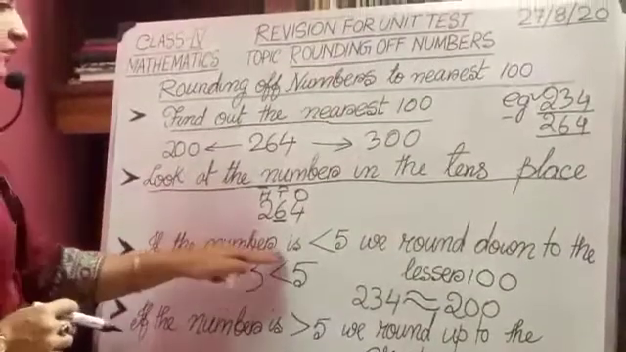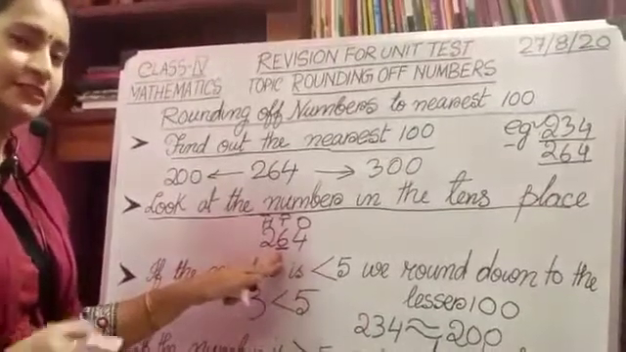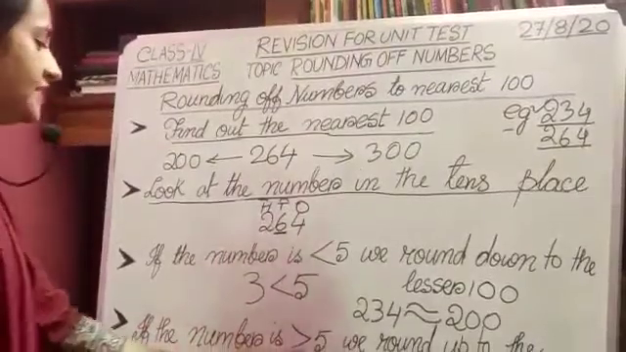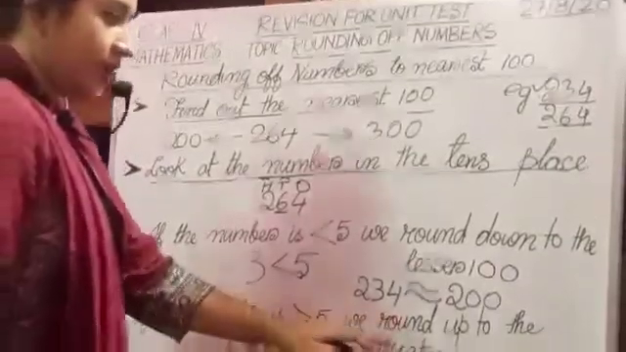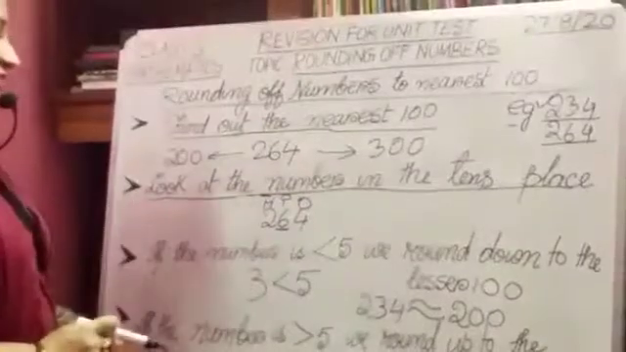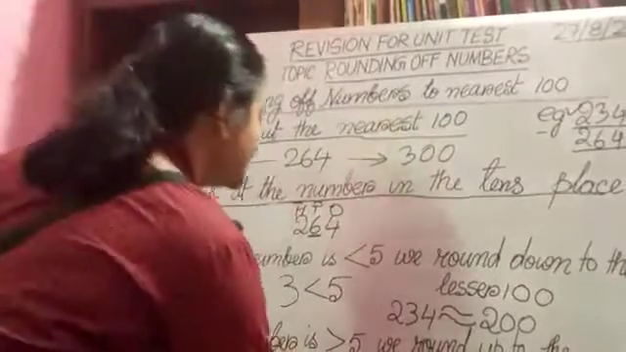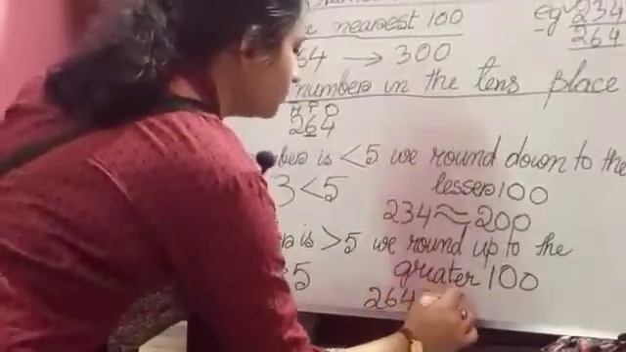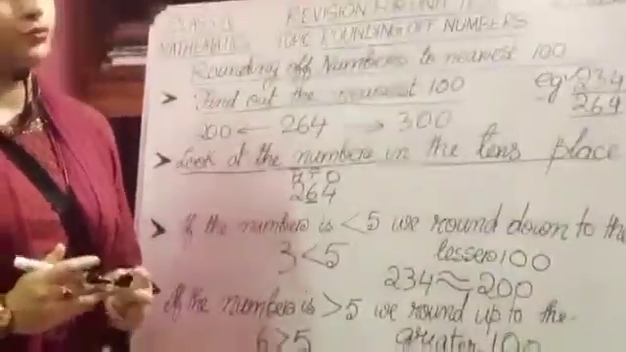Now, if the number is less than 5, the number is not less than 5, right? Rather, the number is greater than 5. So, we move on to the next step. If the number is greater than 5, 6 is greater than 5, we round up to the greater 100, right? That means this time we are going to round off to 300, right? So, 264 can be rounded off to 300. Right, children? I hope you all have understood.